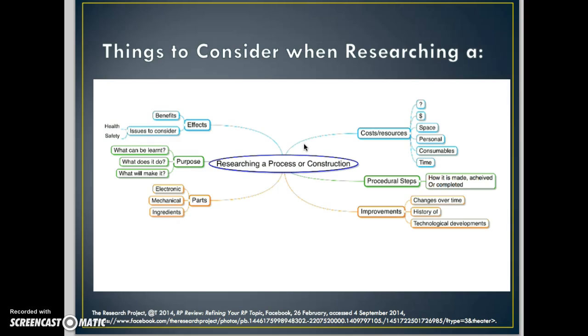What are the procedural steps? So perhaps how do you plan the budget? How do you book the trip? And what are the improvements? What's happened over time that's changed your ability to travel within that budget?